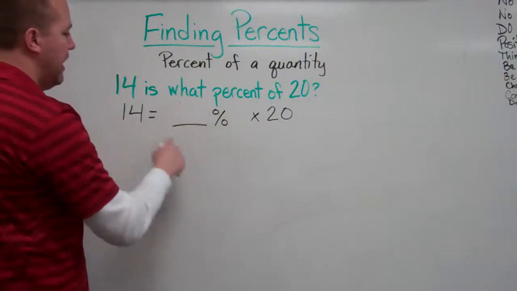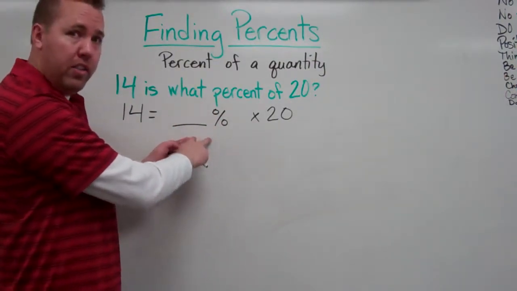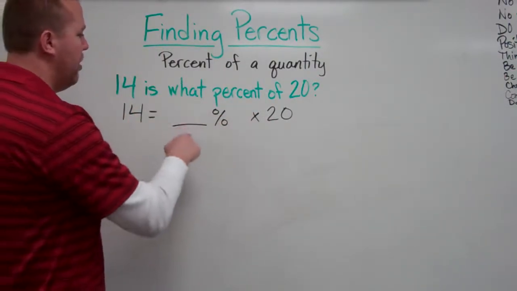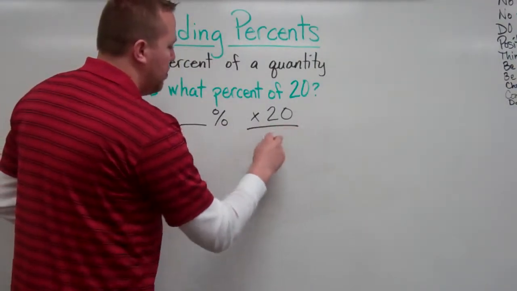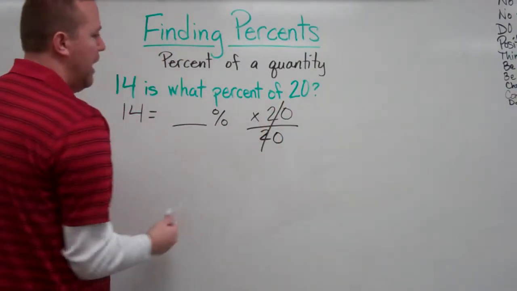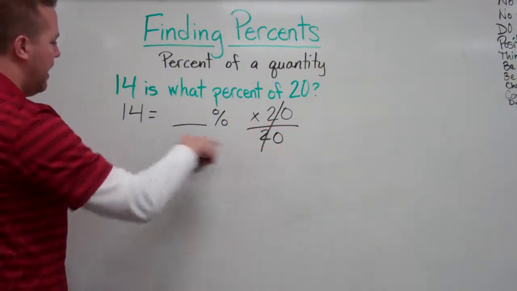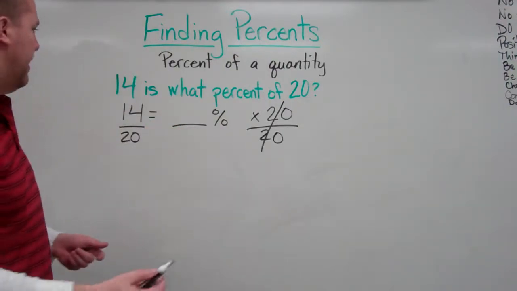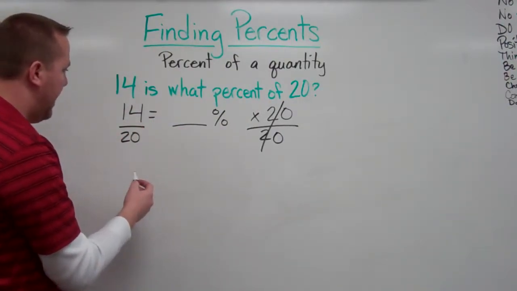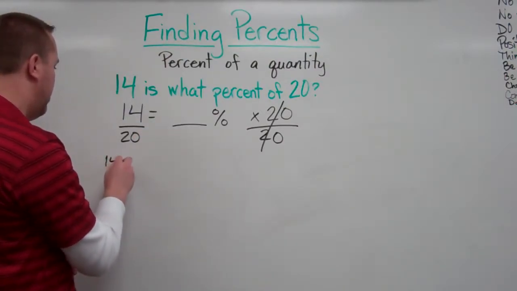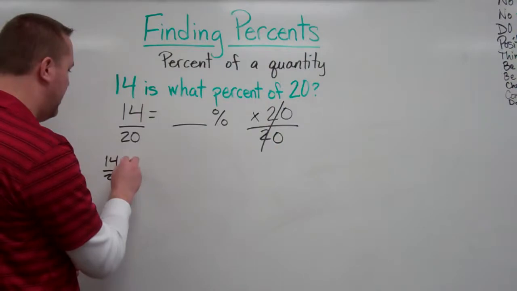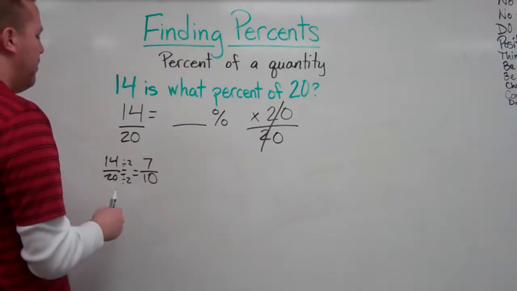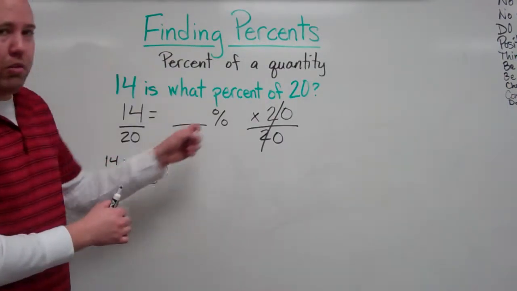Okay, I'm trying to get this by itself. This is what I want to know, without anything timesing it, or adding it, or subtracting it, etc. So if I have this times 20, I can divide this by 20, and make that into a 1. If I do something to one side of that equivalent sign, I need to do it to the other. So 14 20ths equals something percent. Let's look at simplifying this. 14 20ths, 2 goes into both 14 and 20, so I'm going to divide by 2. Divide by 2, that equals 7. That equals 10. So 7 tenths equals what percent?